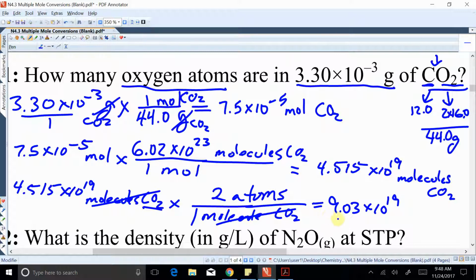Finally, let's take a look back at the number of significant figures in our starting number. That's 1, 2, 3. So we should end up with 1, 2, 3 for our final. And this is 9.03 times 10 to the 19 atoms of oxygen.